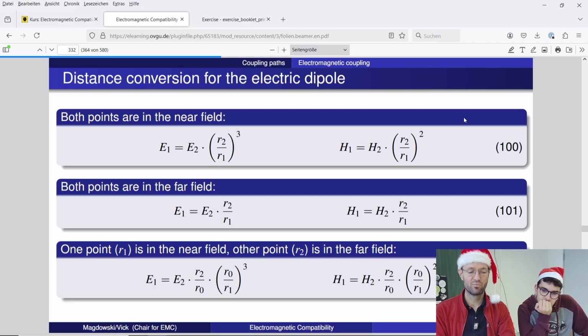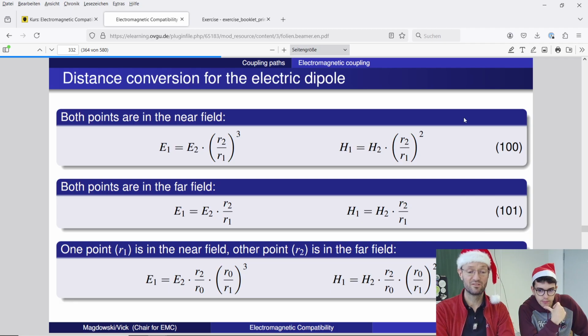So conversion for the electric dipole: both points are in the near field, we use these formulas. Both points are in the far field, we use these formulas. One point is in the near field, one point is in the far field, there is a more complicated formula, but I would just do the conversion to the transition distance first.